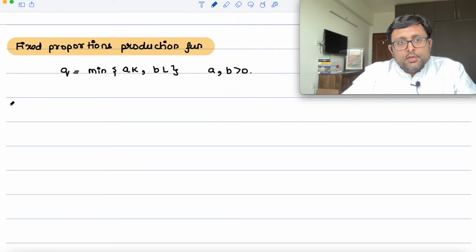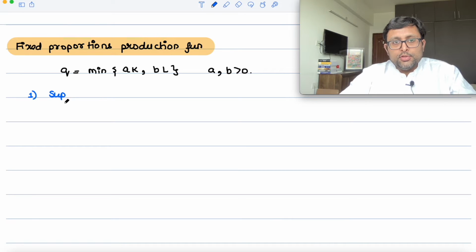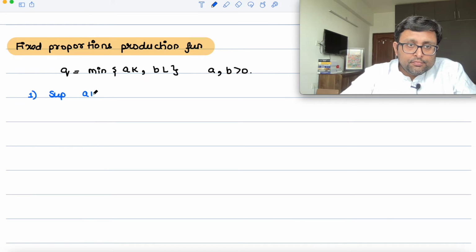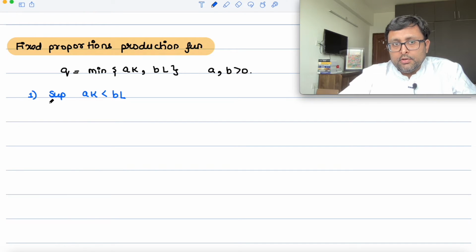Now there are a few cases. Suppose AK is less than BL, then capital is a binding constraint. So if you keep on just increasing labor, your output is not going to increase, right? So output will remain constant then. So MPL is 0 at this stretch when AK is less than BL. You keep unnecessarily increasing labor, that is not going to help at all. So when AK is less than BL, then Q is equal to AK.